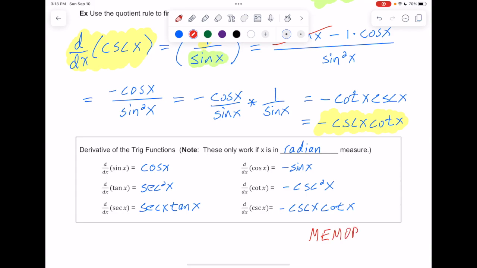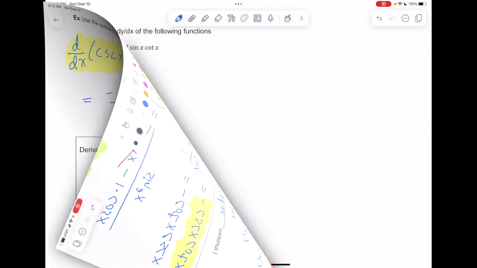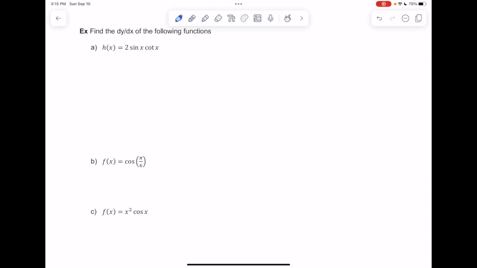It's not going to be a good thing if every time you get one of these you have to go look it up. So make sure that instead of looking it up, you're committing those to memory so that you can do them quickly when needed. All right, let's go ahead and look at some examples that use those formulas we just developed.